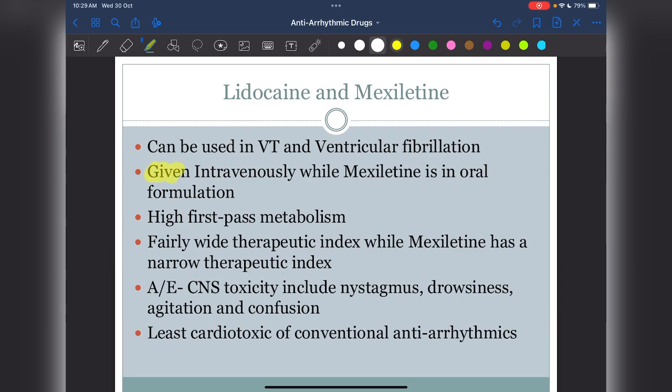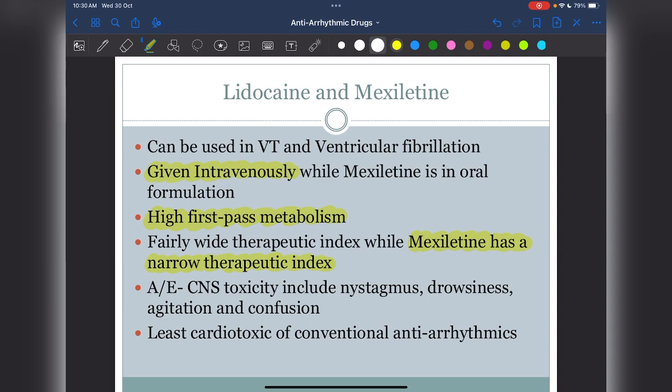This is important. Lidocaine is only given intravenously. Why? Because of its high first pass metabolism. Lidocaine has very high first pass metabolism. That is why it is given intravenously. Lidocaine has a fairly wide therapeutic index, so it does not need to be monitored too closely. But mexiletine in oral formulation has a narrow therapeutic index, so it needs to be monitored. You need to do an ECG. You need to keep a check on the patient that the drug is not causing toxicity.